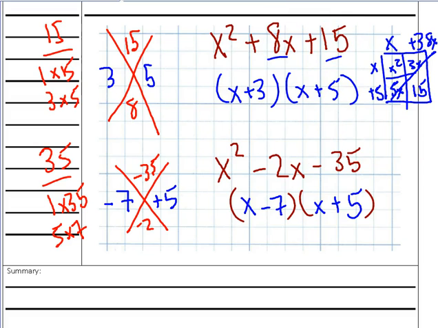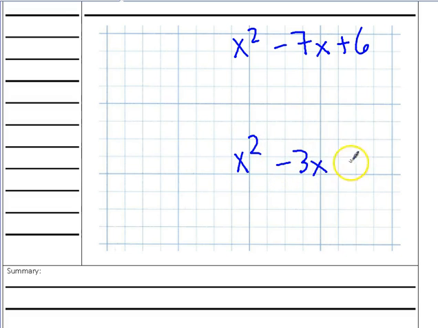And if you'd like, I think your page should have enough room to do one more example of these. Maybe two more. So let's do x squared minus 7x plus 6 and x squared, how about minus 3x minus 63. Would you pause here for a second? Try to do them on your own, and then I'll give you the solution in a second.